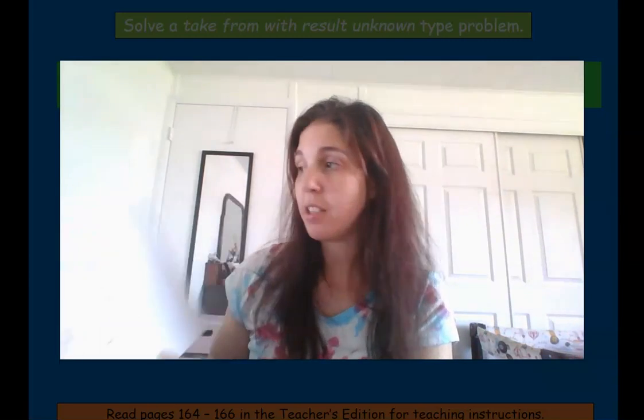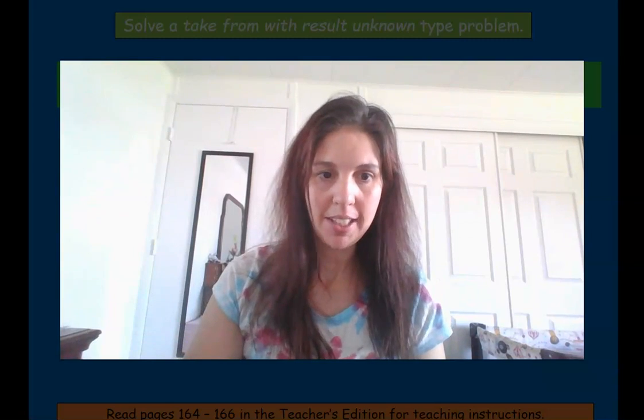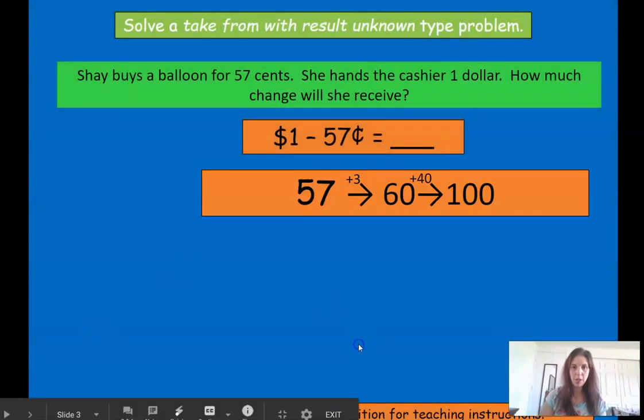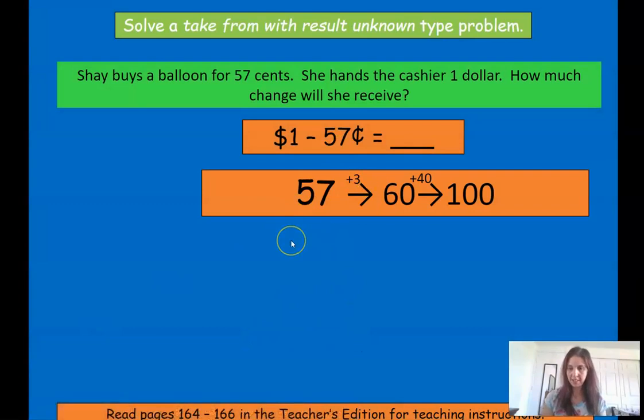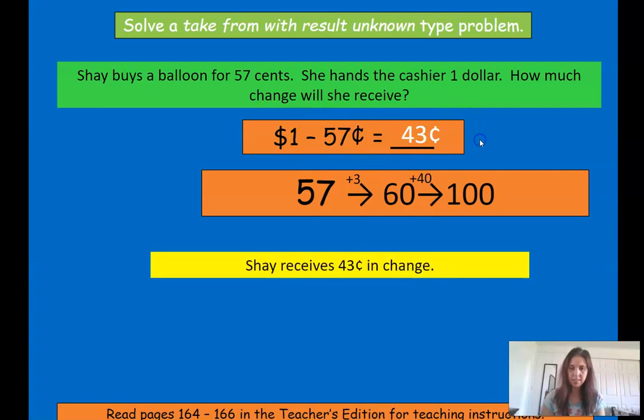So now we need to do the math, right? So we can start at 57 and we can count up. We always want to get up to a nice number to work with, the next 10. So we can add 57 plus 3, and that equals 60. And then 60 plus 40 equals 100. And we count, how much did we add up? 40 plus 3 equals 43. So $1 minus 57 cents equals 43 cents.